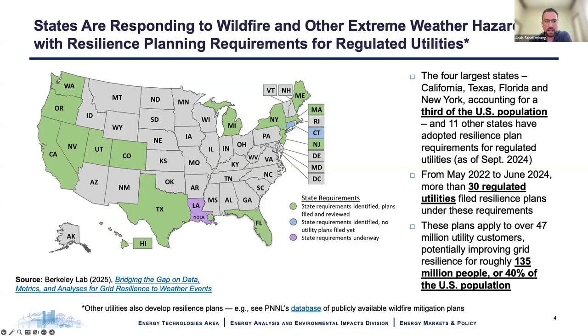You can go to this Bridging the Gap report that's linked here as the source for this map. And then also there's a database from Pacific Northwest National Lab that is linked at the bottom of this slide as well. And that database focuses on wildfire mitigation plans.